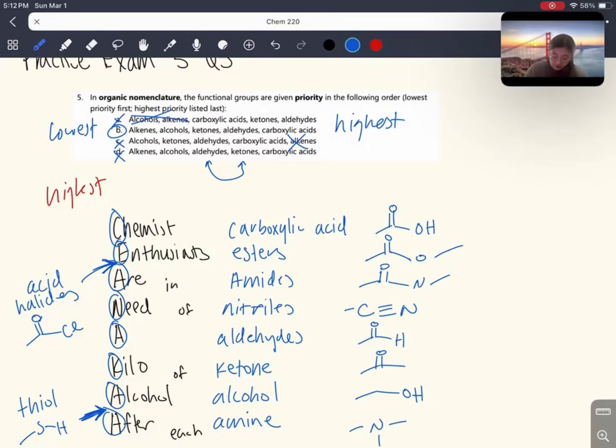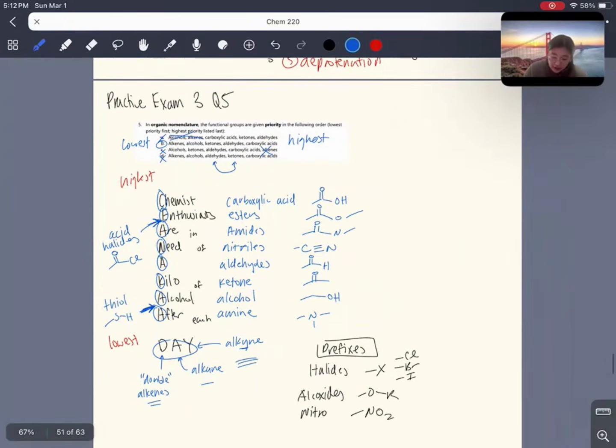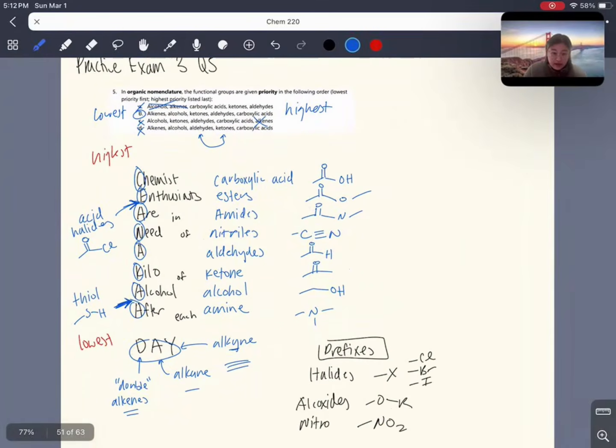So nomenclature priority is something that you just have to memorize. This mnemonic helps me memorize the general framework of what the order of the functional groups are. It's not perfect. You have to add in your acid halides, your thiols, and you also have to remember which functional groups exist on your prefixes. But it gives you a good general idea of what the order is for priority.